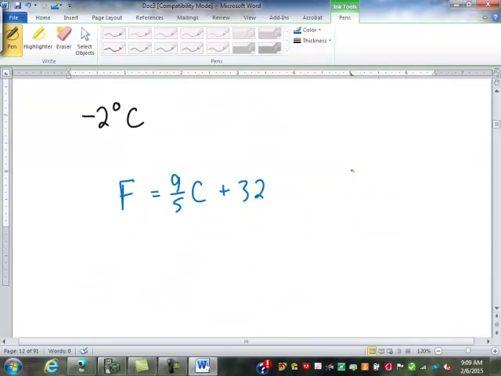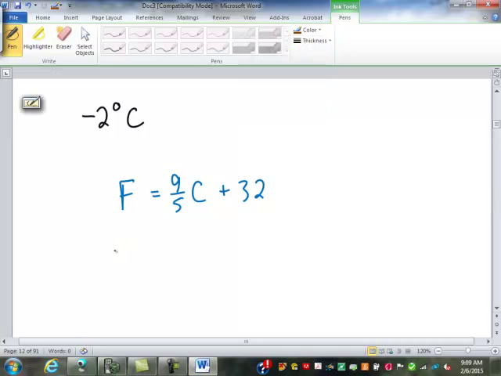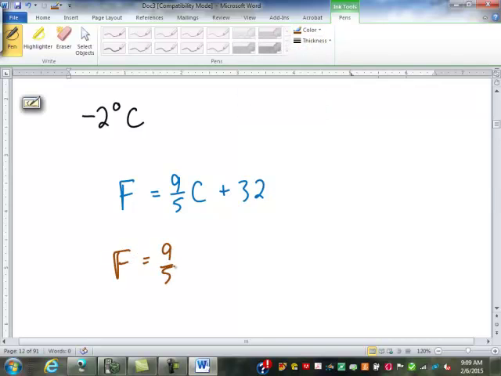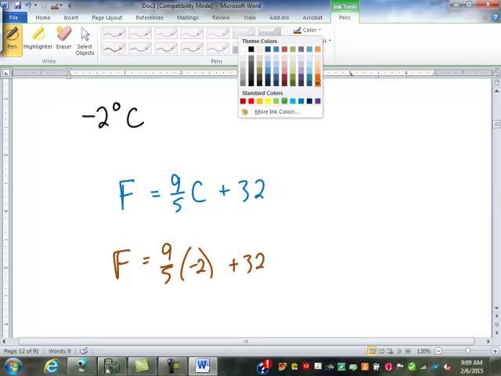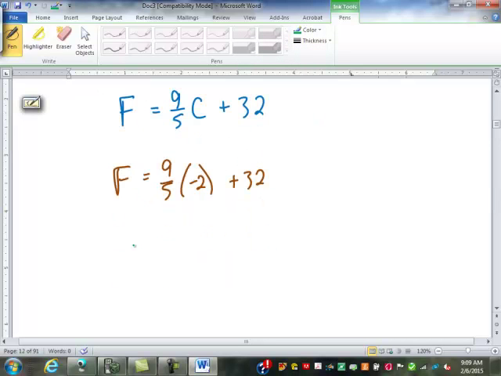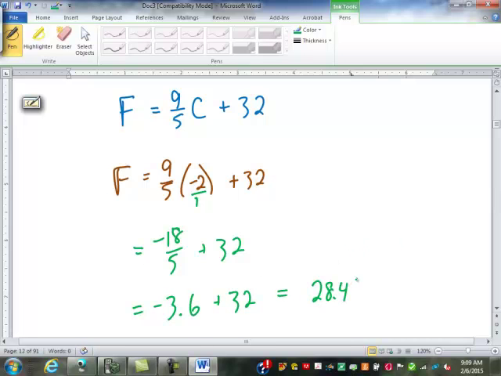So let's put in the -2. So 9/5 times -2 is a negative, make that -2 over 1. That's -18 over 5, or -18 over 5 can be thought of as -3.6. -3.6 plus 32 is 28.4 degrees Fahrenheit, which is chilly but not a terrible day.